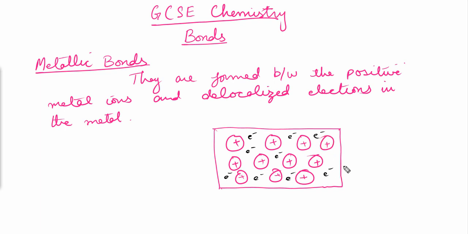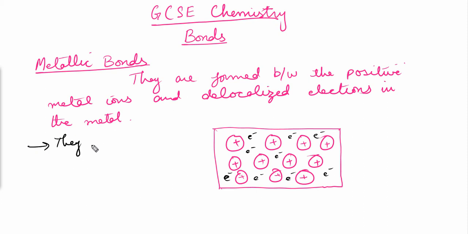So what happens is each positive ion has the availability of so many electrons around it. So that's why they form very strong bonds, and those bonds are called the metallic bonds. These electrons are free to move. That's why the metals are good conductors of heat and electricity. They have strong electrostatic forces between the positive ions and these delocalized electrons, so they have high melting and boiling points. So I'll just write the properties over here.